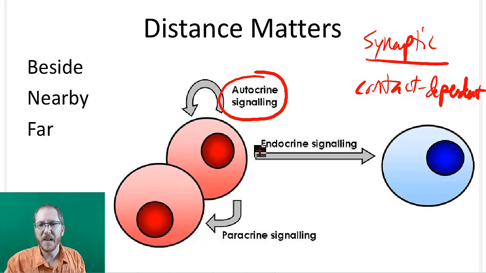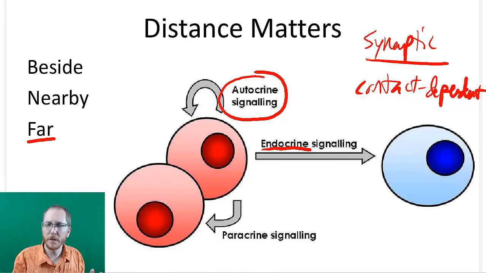And then lastly, we've got endocrine. And endocrine is going to be the far distance. So that's the one that's kind of an oddball. You know, autocrine's kind of weird because you're signaling yourself. I mean, that's kind of sad.